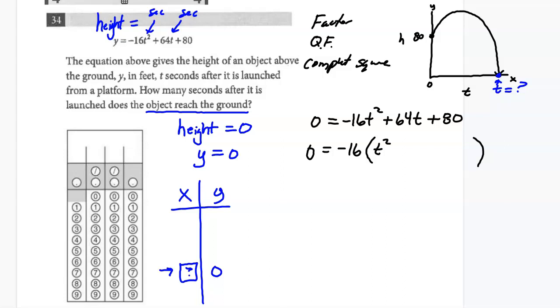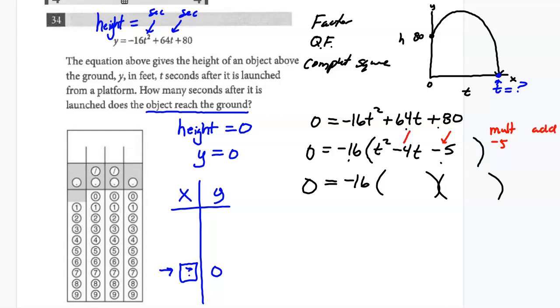That's a little pro tip right there. So I have t squared, and doing reverse distributive property, negative 16 times negative 4t gives me 64t. And then negative 16 times a positive 5, or actually, take that back, a negative 5, since negative times a negative will get me to positive 80. Now, if I can factor this, which it looks like I'm going to be able to, I need to find two numbers that multiply to make negative 5 and also add to make negative 4.